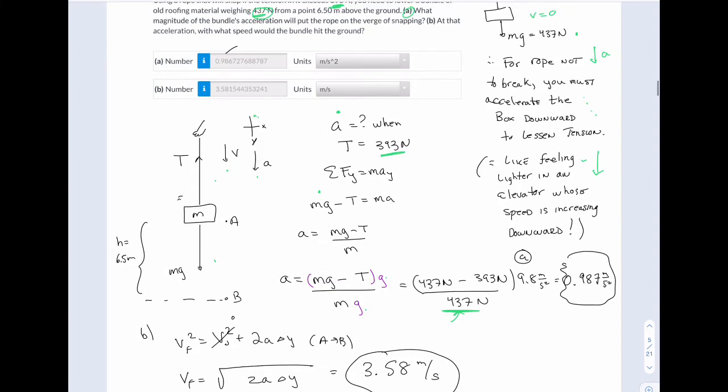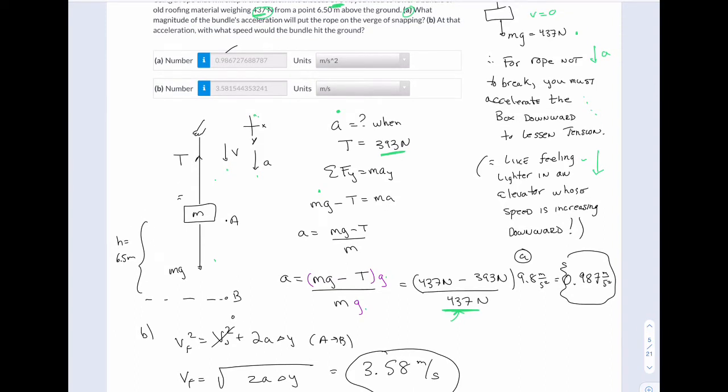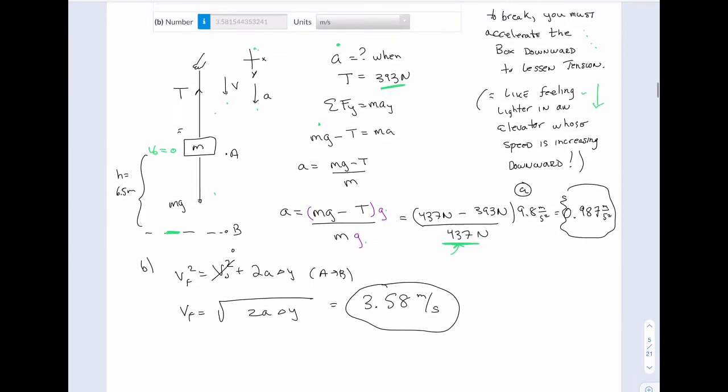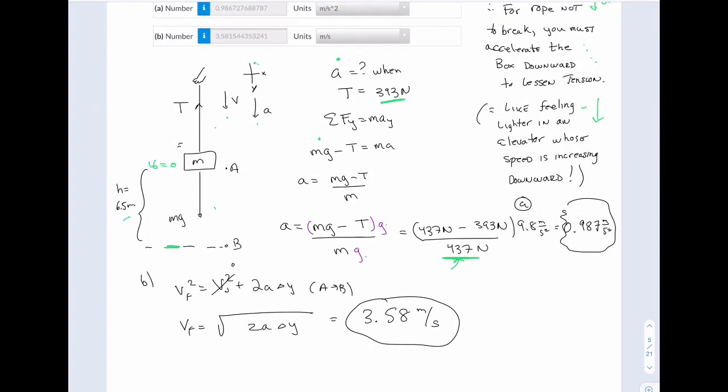In part B, they want to know, at that acceleration, what speed it's going to hit the ground with. So you start lowering it here, and then it hits the ground over here. So two velocities, and they give me a distance. That's equation number 3. So I used equation number 3 using that acceleration, and that gave me the speed with which it would hit the ground.